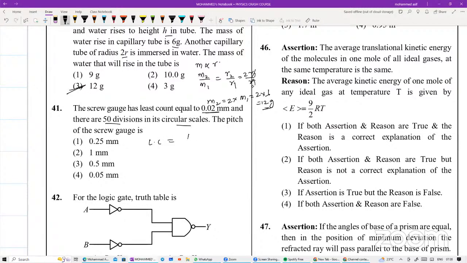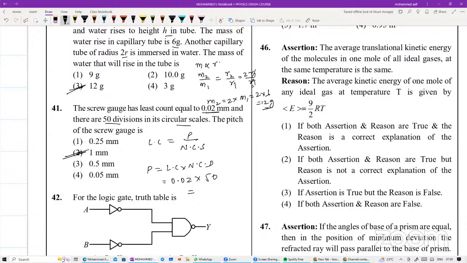Least count is equal to pitch divided by the number of circular divisions. So what will the least count be for me? Least count into number of circular scale divisions. What is the least count here? The screw gauge has a least count equal to 0.02 mm, and the number of divisions is 50, isn't it? So 5 twos are 10. That is nothing but 1 mm.